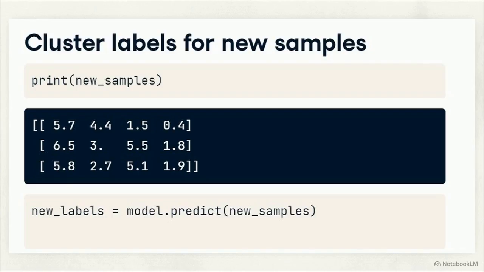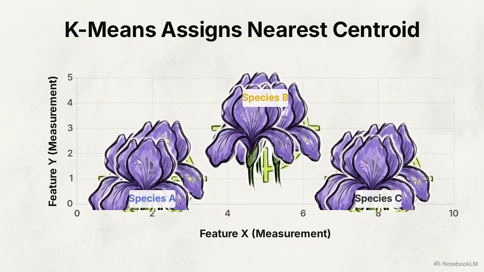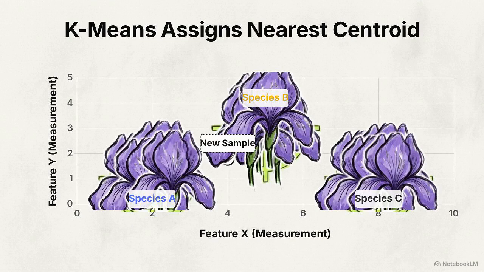Once your k-means model is trained, its utility expands beyond just analyzing old data. You can now use it to instantly categorize brand new, unseen data points. When you feed it a new flower sample, the model simply checks which of the existing established centroids it lands closest to and assigns it to that group automatically.